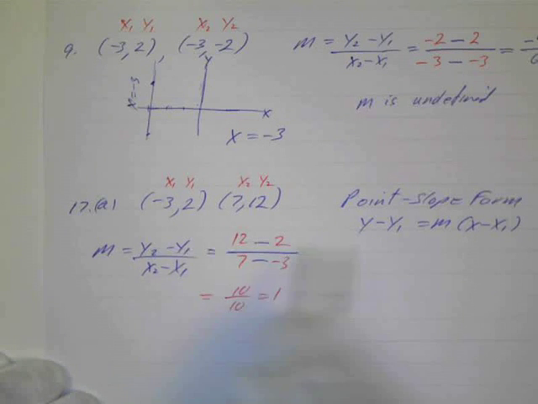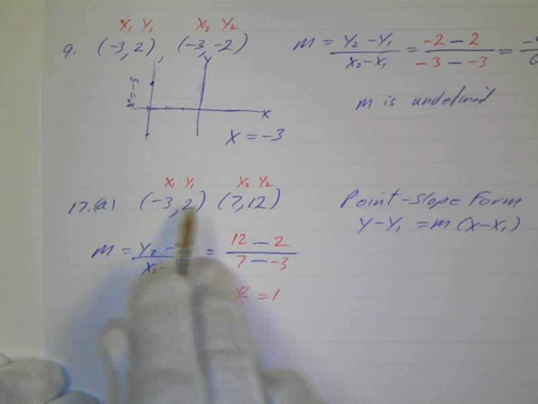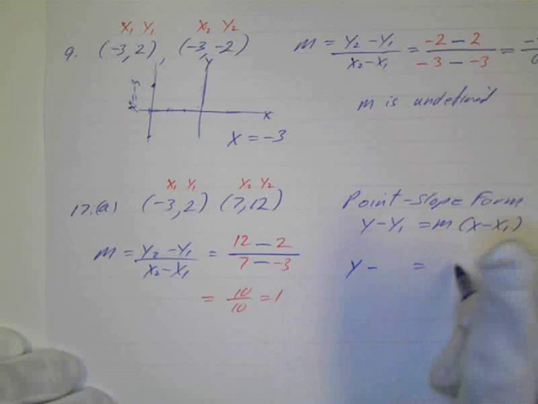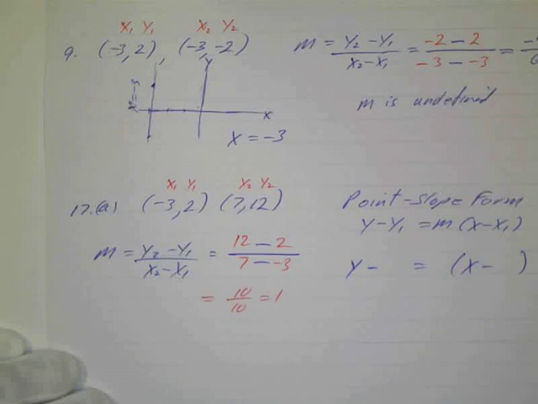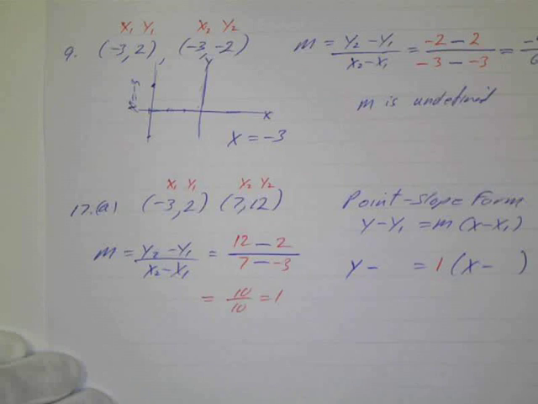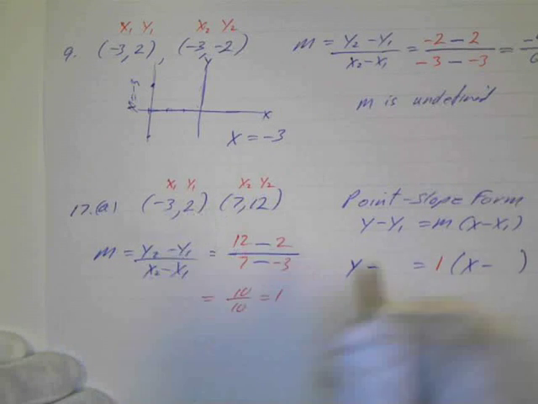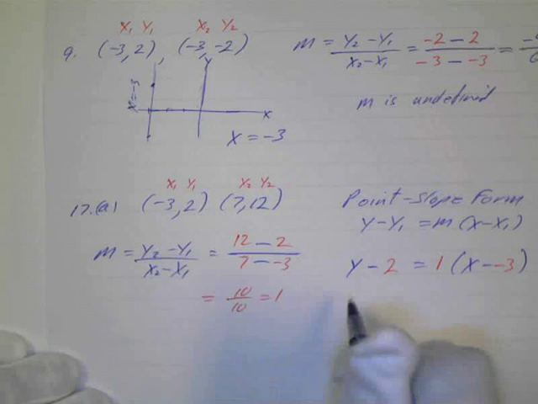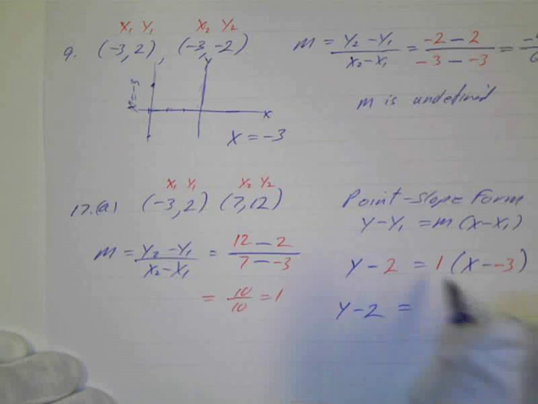I can use either one of these as points, but since I've already labeled this x1, y1, I'm going to use that. I'll write my formula: y minus y1 equals m times x minus x1, and put my data in. My slope was 1, so that goes here for m, y1 is 2, and x1 is -3. There's your equation, and we can simplify it a little. y minus 2 equals, and if I multiply that, x plus 3.